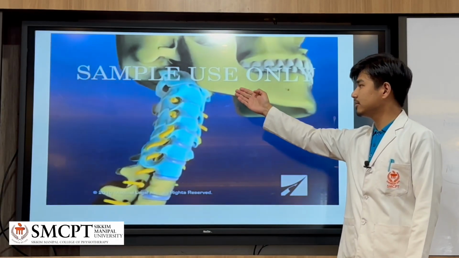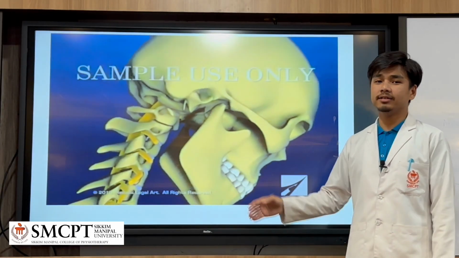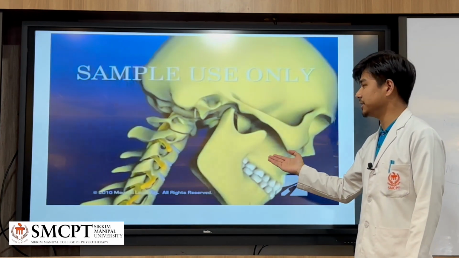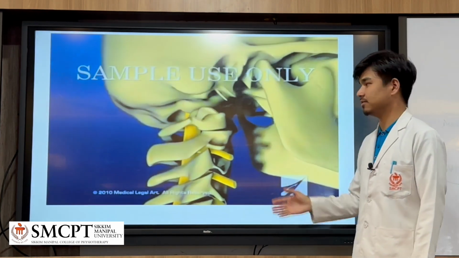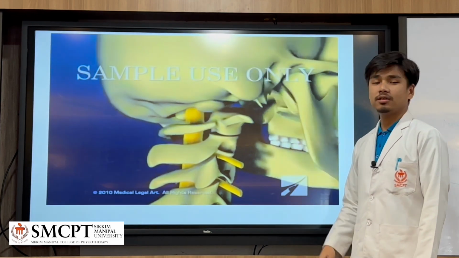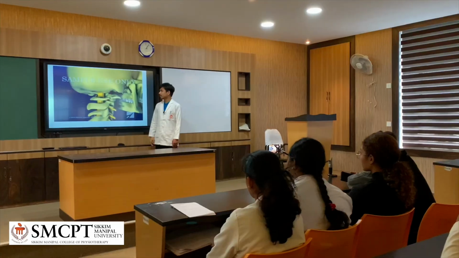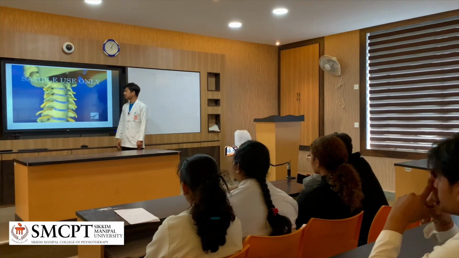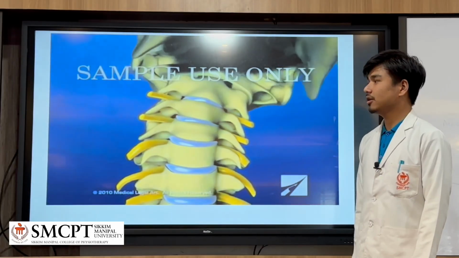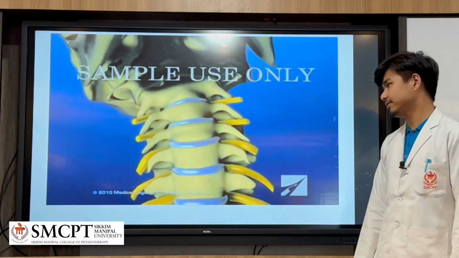So there are altogether 7 cervical vertebrae, and this is how flexion and extension take place in the cervical vertebrae. Next movement, rotation of the cervical vertebrae to the left and right, and the lateral flexion of the cervical vertebrae to the left and right.